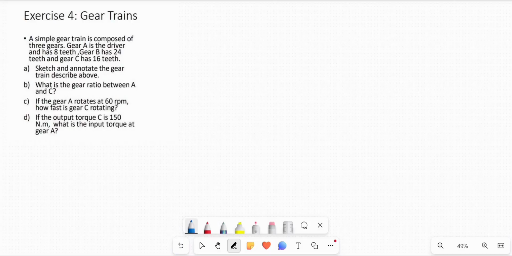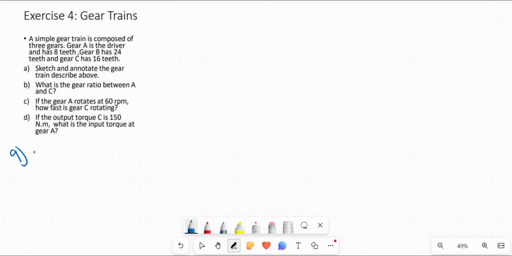Okay, now we'll do an example to apply what we did in the last two videos. Got this from Check. A simple gear train is composed of 3 gears. Gear A is the driver and has 8 teeth. Gear B has 24 teeth and gear C has 16 teeth. This is a simple gear train, so we'll just assume that it's an external gear train because that's the simplest that we have. Sketch and annotate the gear train described above. Start off by doing that.